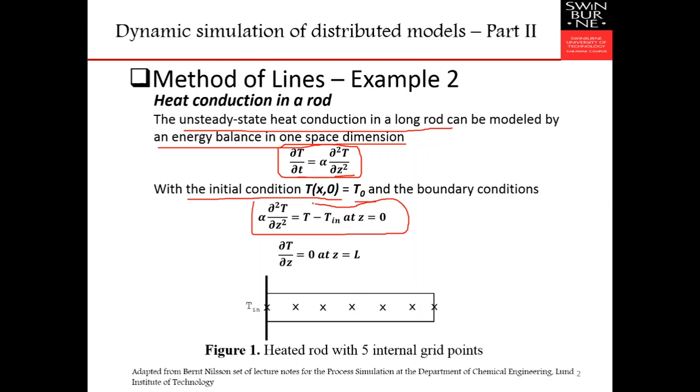The first boundary condition in here is a Robin boundary condition, where we have a linear relation between the value and the derivative at the boundary. And then the second boundary condition in here is a von Neumann boundary condition, where the derivative has a given value at the boundary. So if we take 5 internal grid points in here, we have 2 extra points on the ends of the rod.